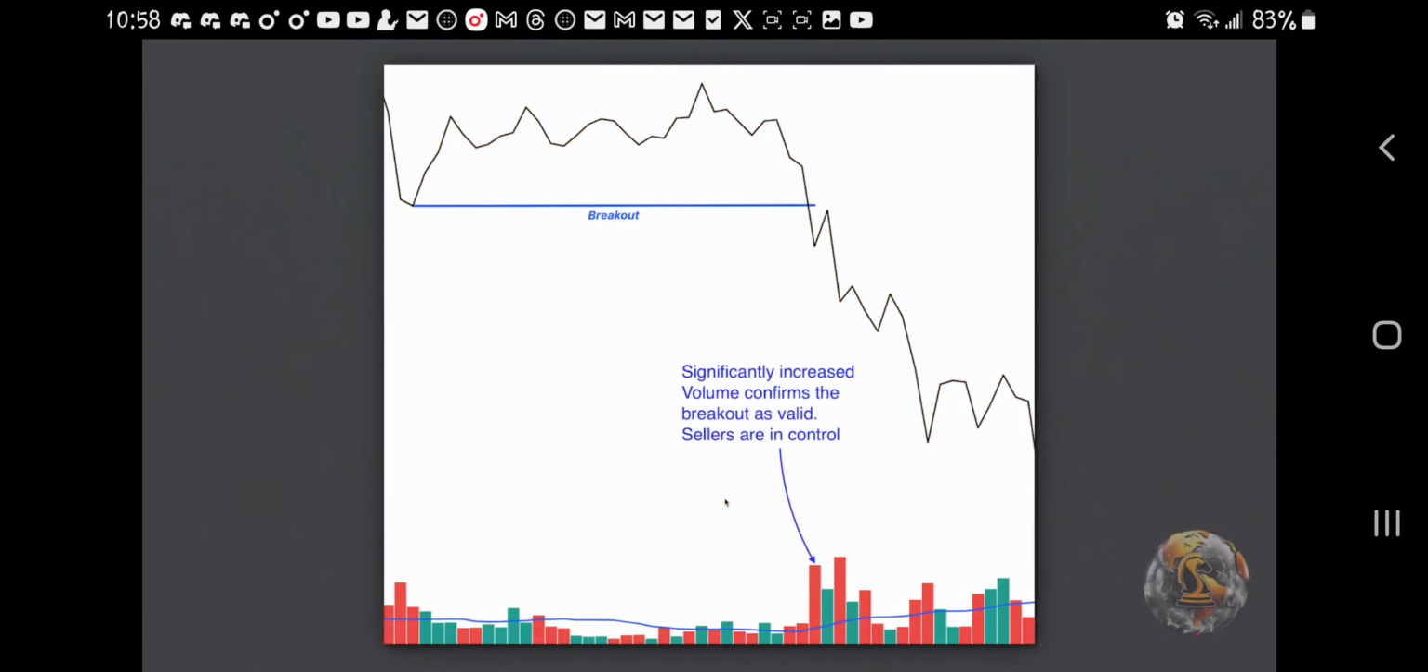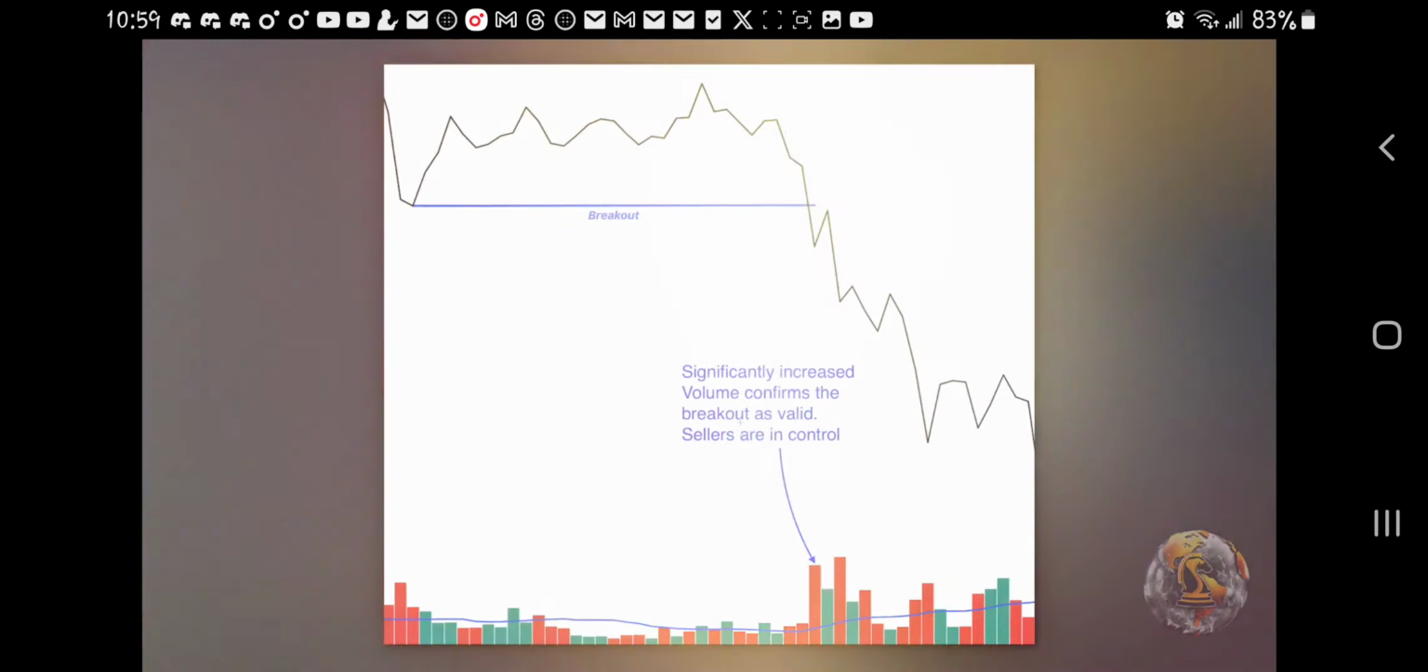I'm going to show you how to use volume for breakouts, for divergences, and to notice support. Here is a breakout confirmed with volume. You have a level, a swing low. Price consolidates, it then breaks through that swing low and closes, and you see significantly increased volume well above the moving average. The significantly increased volume confirms the breakout is valid, sellers are in control. That is a confirmed breakout with volume.